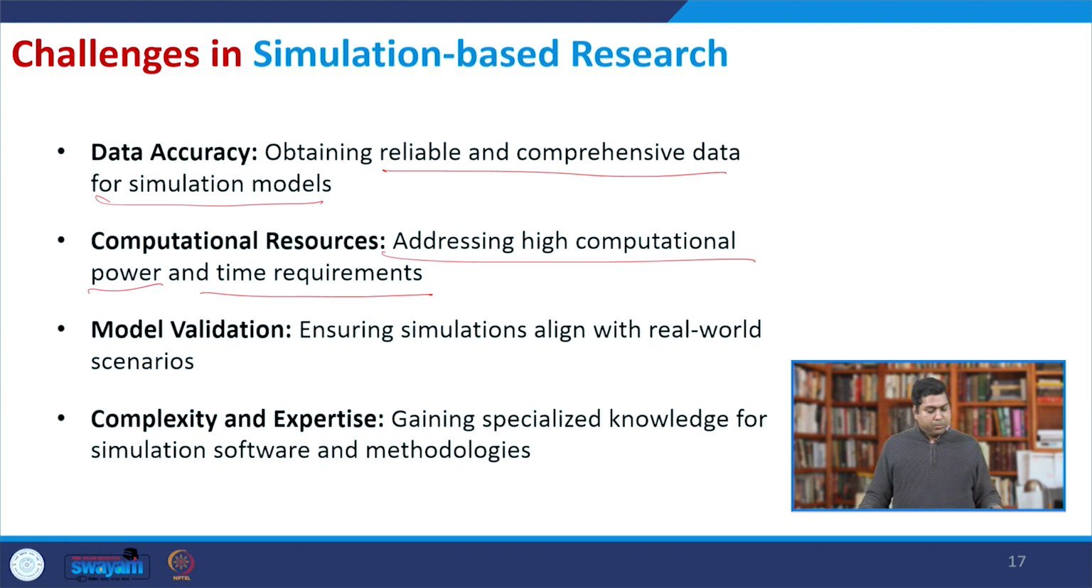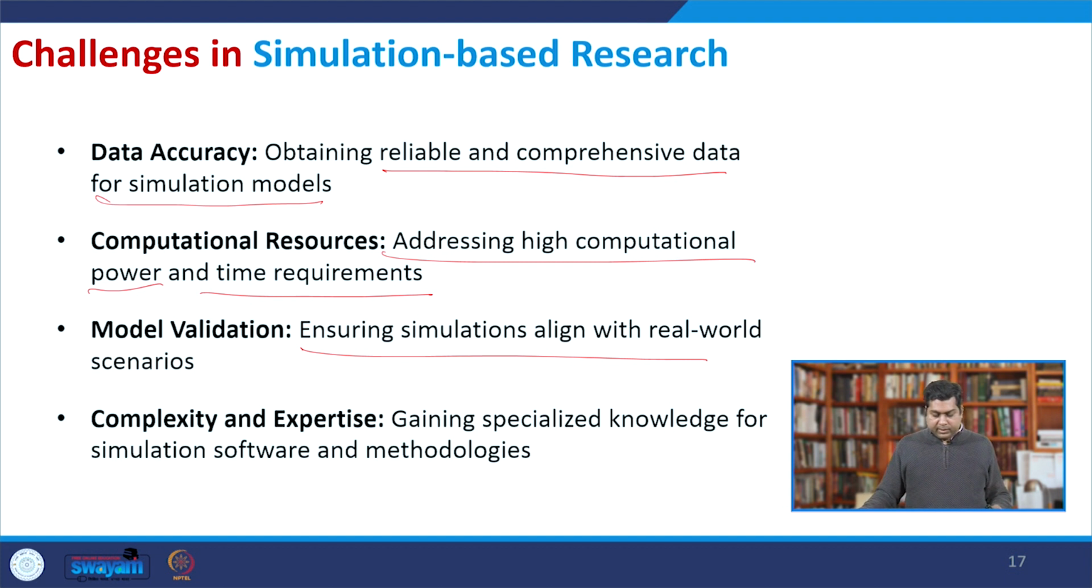This is a question on model validation: ensuring the simulation aligns with the real world scenario. So between the real world scenario and the simulated scenario, where is the match? For that you may need to test some pilot strategy, and then you need to compare. Once you validate the simulation based result, and in the real world experiment you are getting a similar output, only then can you declare that model reliable.